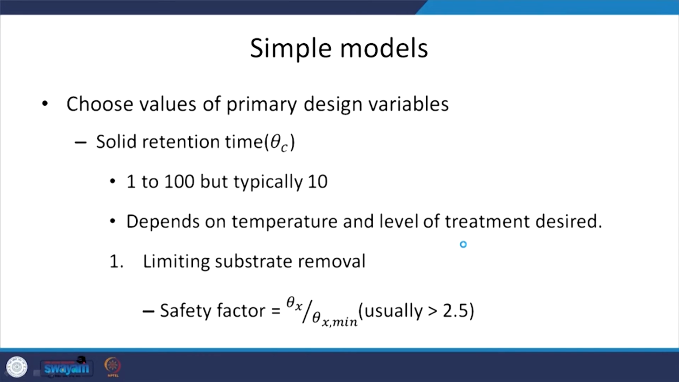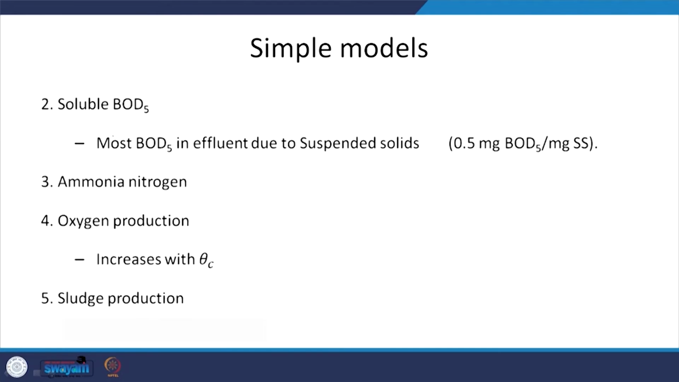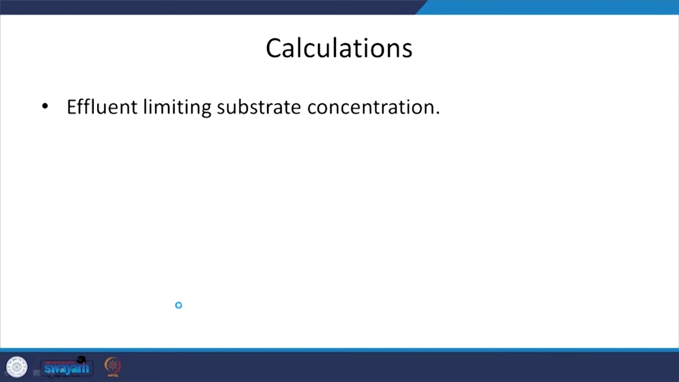So simple models, how are we going to go about it? Choose values for the primary design variables. What are they? Obviously theta C, and limiting substrate removal, how much do you want to remove? Based on that you can choose a safety factor. So soluble BOD5, most BOD5 in effluent is due to suspended solids, as I mentioned earlier, and you will look at the ammonia nitrogen, the oxygen production that is required. Obviously it increases with greater theta C, and then the amount of sludge that is being produced, let's see, right.